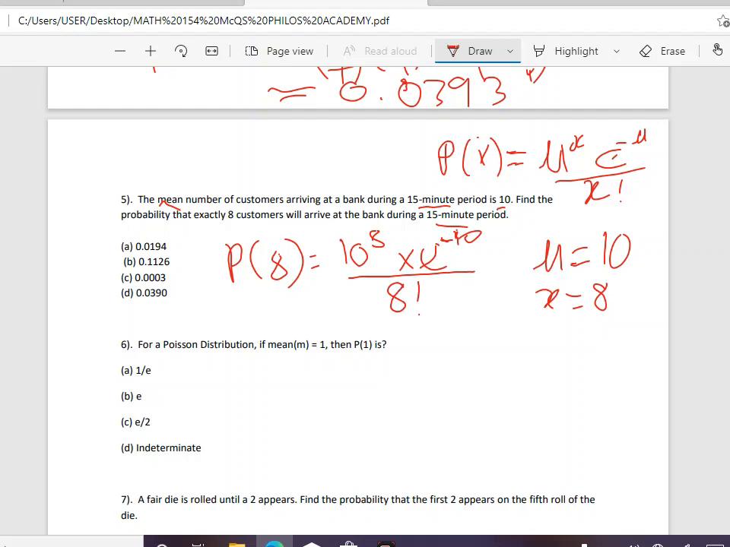Now, to input this on your calculator, you can bring your division sign first. Then you type 10 exponent 8 times. Now, to get the e, you click on shift, okay? Then look at the top right corner of your calculator. You see where the on button is on your calculator.